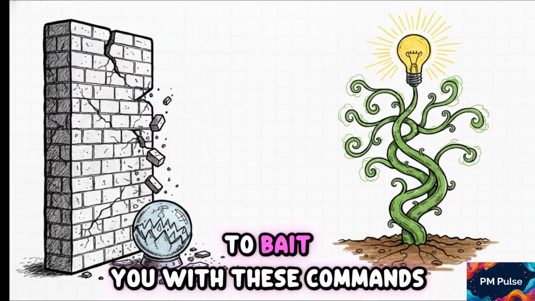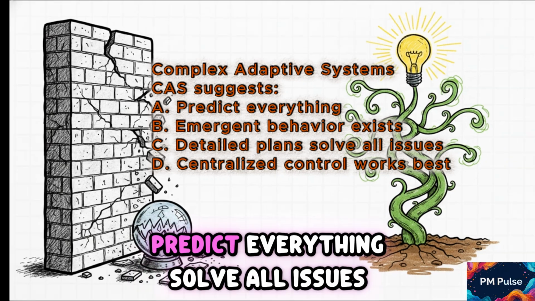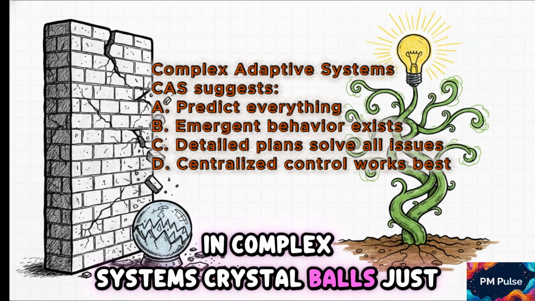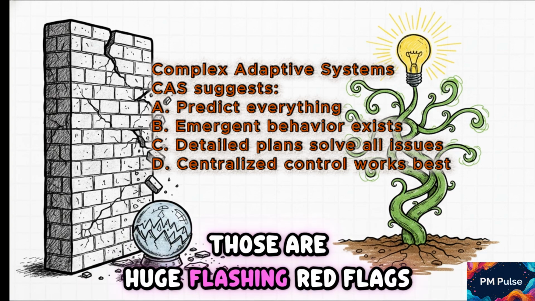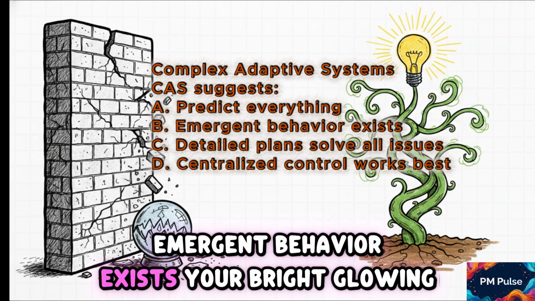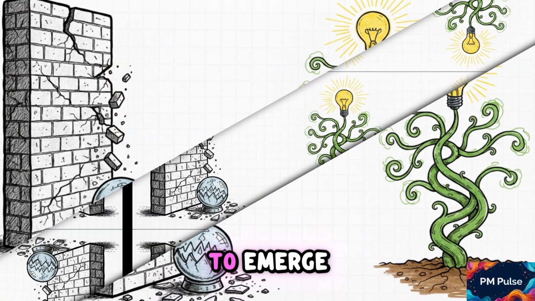Look at how they try to bait you with these command and control illusions. Notice the absolute terms. Predict everything. Solve all issues. Centralized control works best. Guys, in complex systems, crystal balls just don't exist. Those are huge, flashing red flags. And that makes option B, emergent behavior exists, your bright, glowing green flag. Agile fully acknowledges that as you start building, totally new realities are going to emerge.